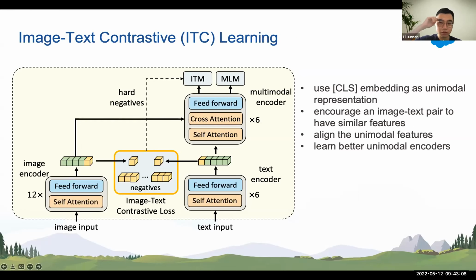So in ALBEF, we jointly optimize 3 training objectives. The first objective is this image text contrastive learning. It's similar to the contrastive learning we introduced earlier, but here it is cross-modal, meaning that we use a feature from image and we use another feature from text, and we encourage those features to be similar. So this objective basically aligns the unimodal features. It makes the image and text features reside in a similar space. And this will make it much easier for the multimodal encoder to understand the interactions between those two modalities.